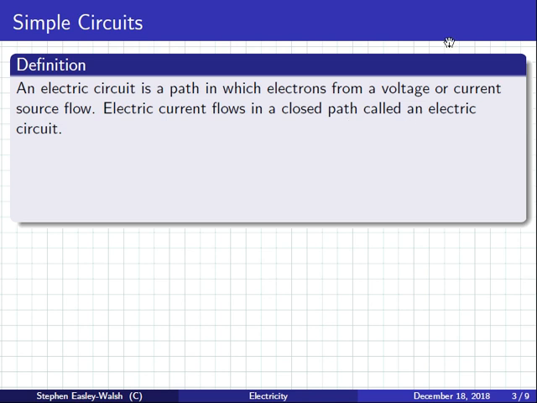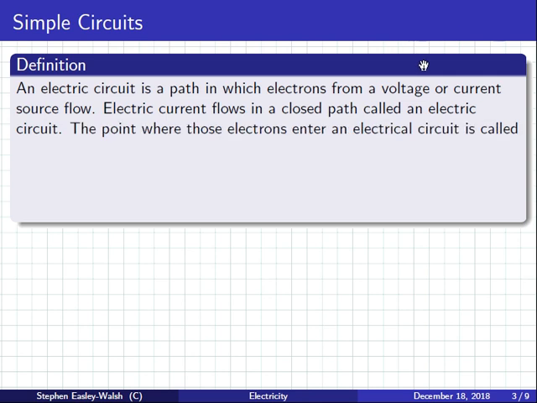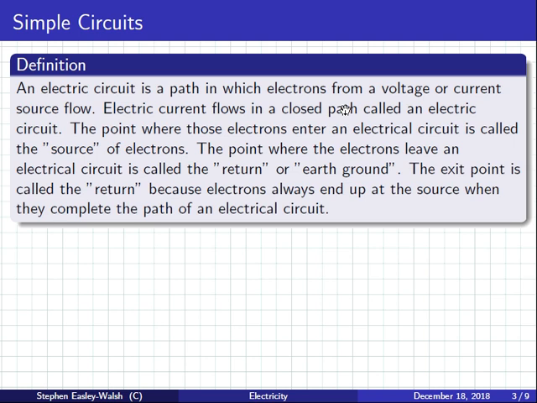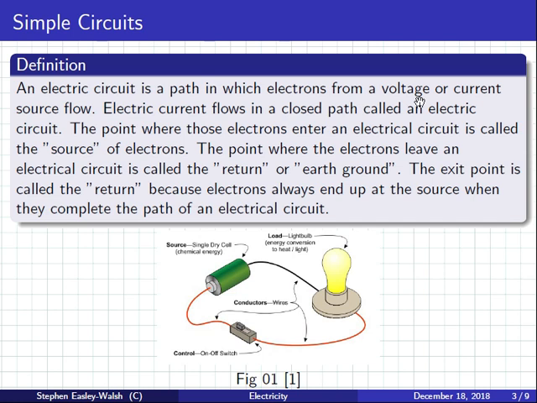Now, before you write it down, I'll just say, the point where the electrons enter the circuit is called the source, and the point where they leave is called the return, or the ground, the earth. The exit point is called return because that's where the electrons finish. So, for example, here in the picture, this is called the source, and this is called the return because the electrons come out here, move through, and then go back in here at the return. Is that a battery? That's a battery.